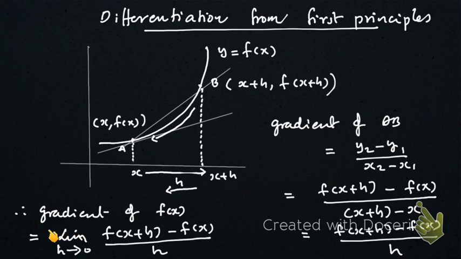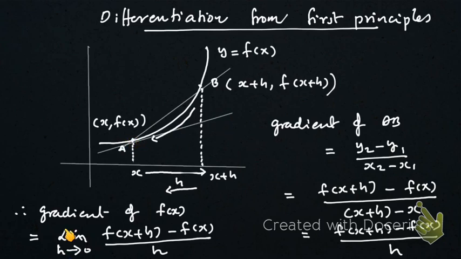And how do I say mathematically h is very, very small, or h is getting as close as possible to 0? So I say limit h tending to 0 of this gradient. Limit h tending to 0 of f of x plus h minus f of x by h. This is basically the gradient of AB, but I am considering h as very, very small. As h gets very, very small, your B gets very, very close to A, and thereby AB, the chord, turns out to be the tangent.